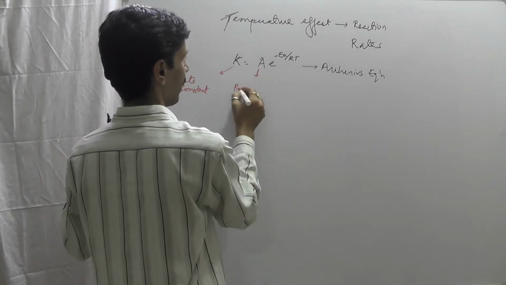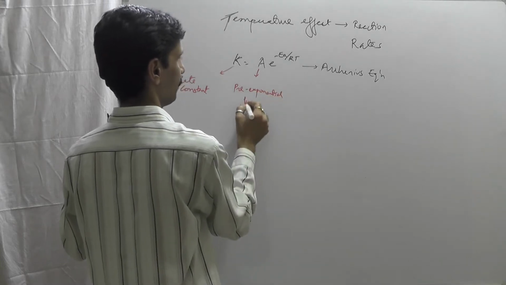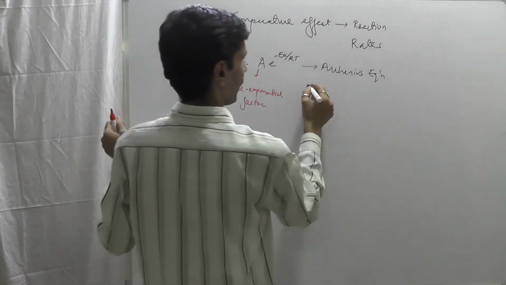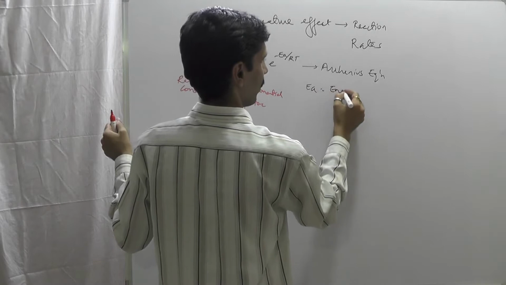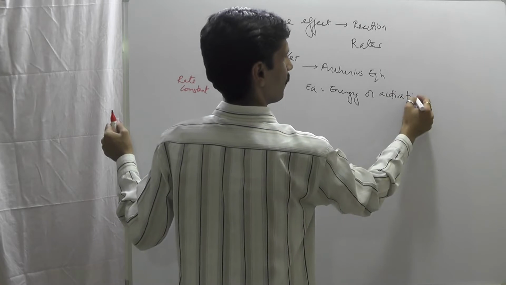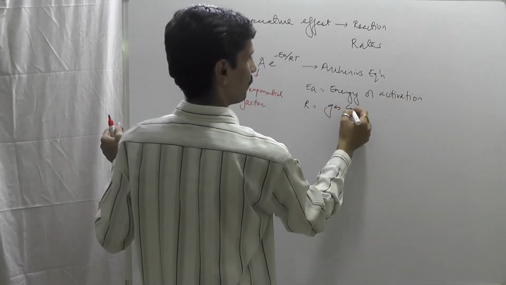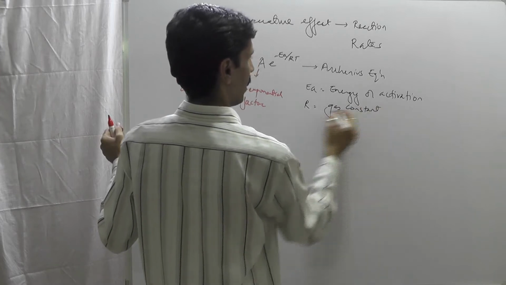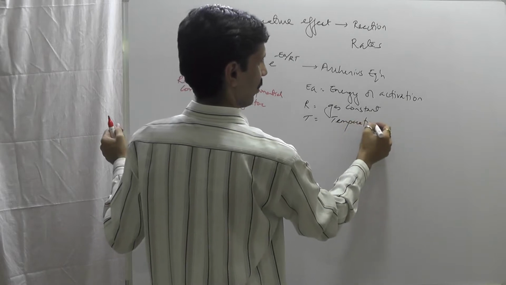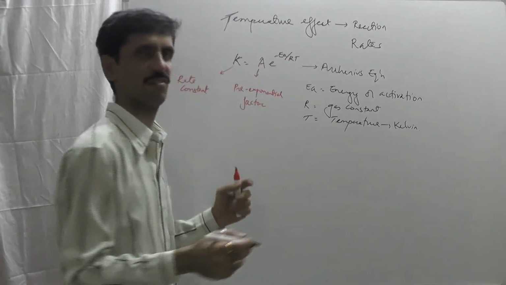A is called as a pre-exponential factor. EA आप जानते हो, it is nothing but it's the energy of activation. Next is R is a gas constant, and temperature is T, and the units of that will be in Kelvin. Okay, 0 degrees Celsius is 273 Kelvin.